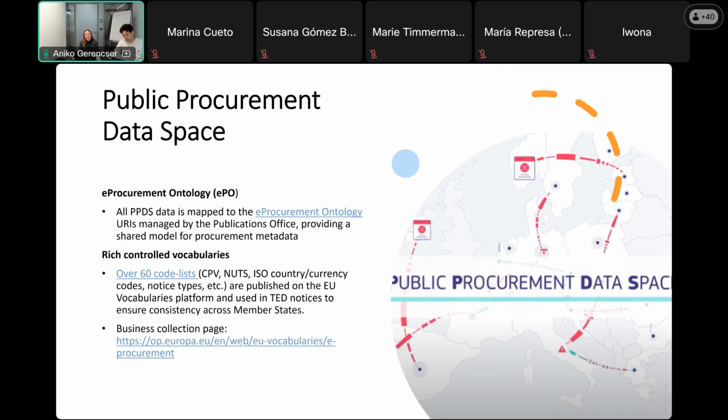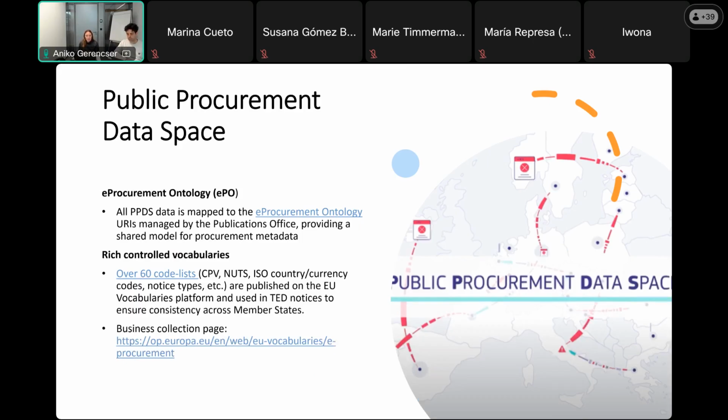Then the next is the public procurement data space. Here again, we start with the ontology. So the e-procurement ontology, which is used to map all the data used in the public procurement data space, is also managed by the Publications Office. We have another team who is dealing with the maintenance of the e-procurement ontology. And it's published on EU Vocabularies as well and in Stellar.